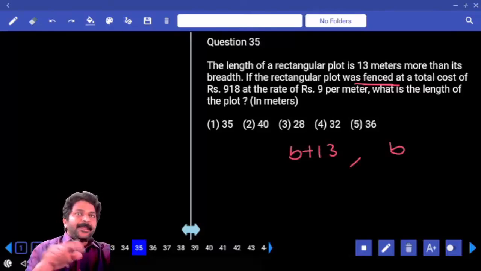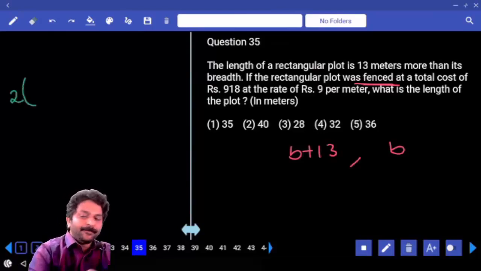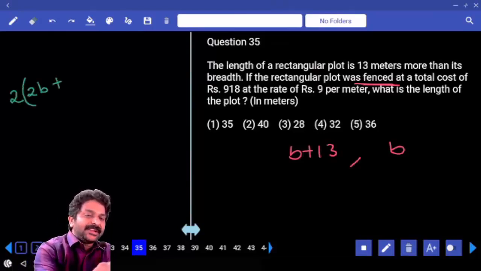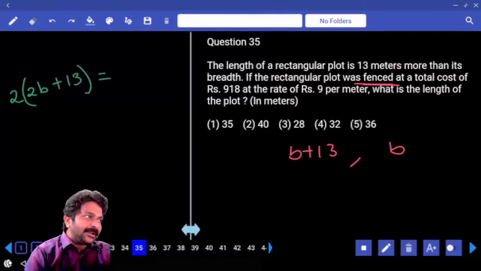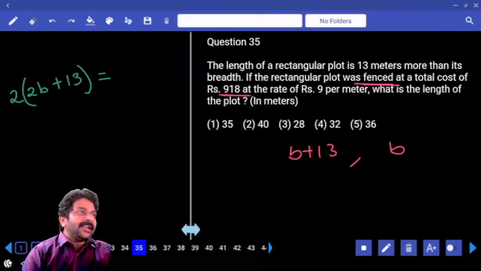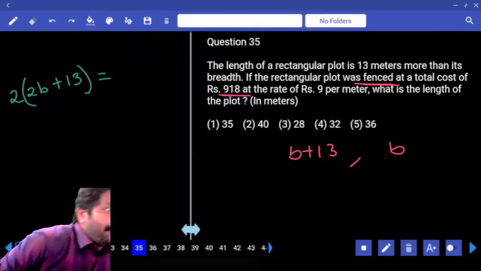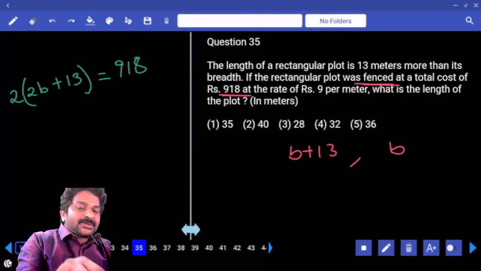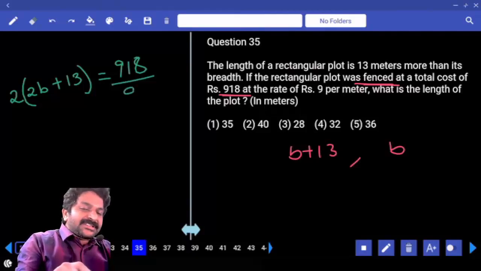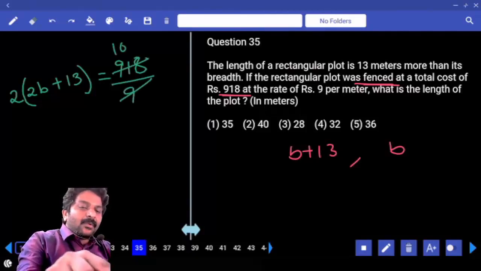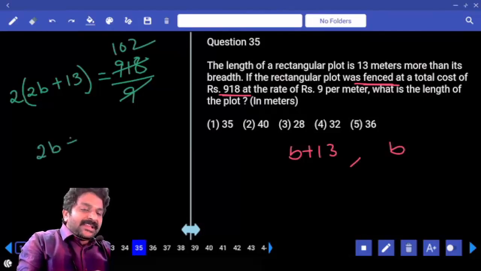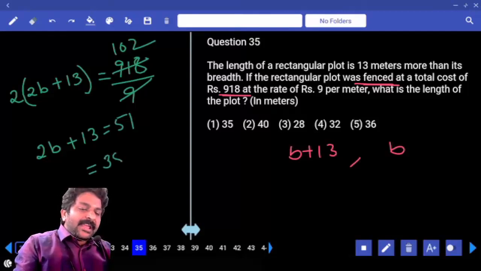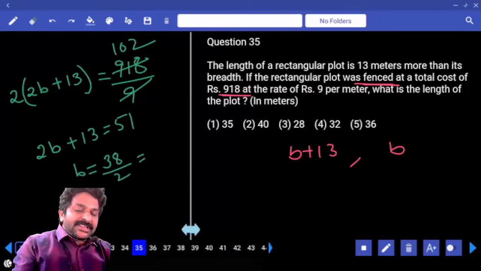See, fencing is done for perimeter or area or volume? Perimeter of the rectangle, 2 times L plus B only. L plus B means 2B plus 13 only. Right, this is the perimeter. The total cost is mentioned as 918 rupees at the cost of 9 rupees per meter. So the length used for fencing is equal to 918, that is the total cost, divided by the cost per meter, which is 9. How much is this? 102. From this, 2B plus 13 is equal to 51. 2B is equal to 38. B is equal to 38 by 2, which is 19.